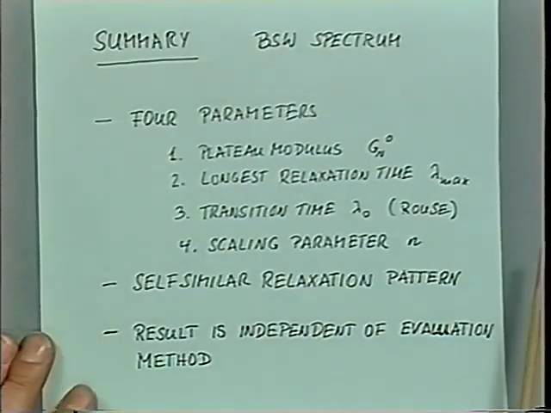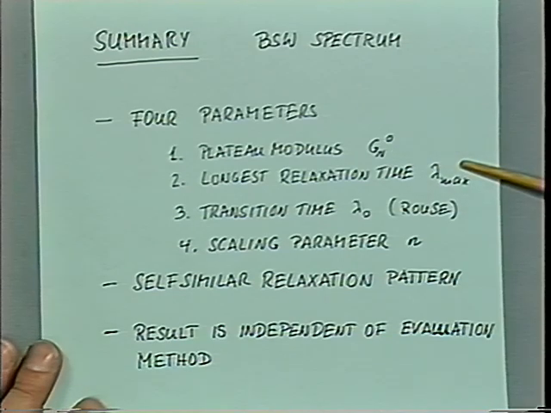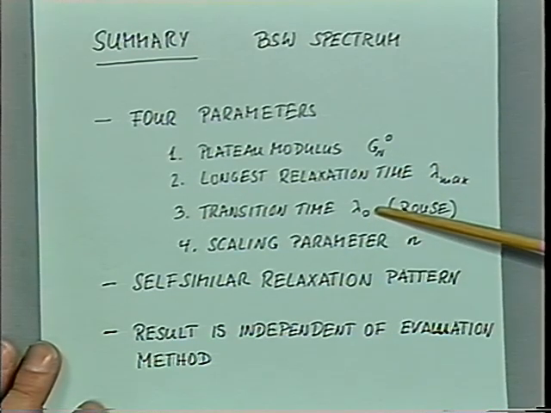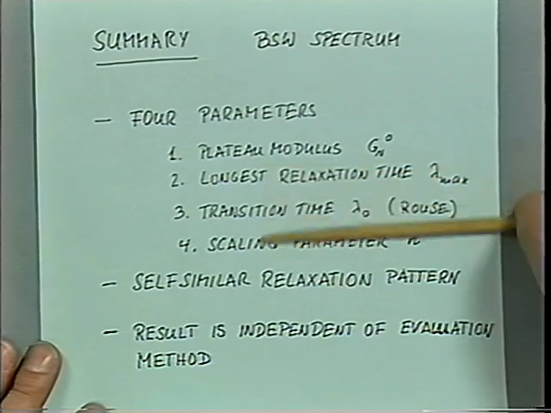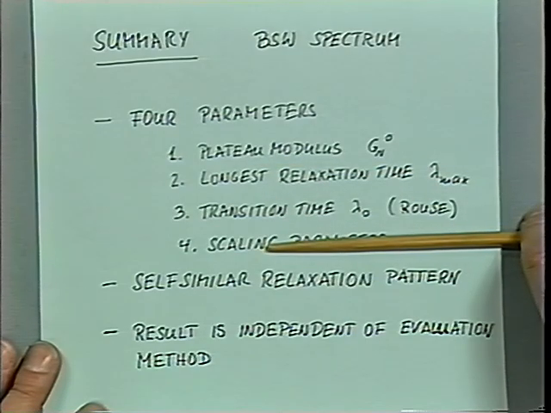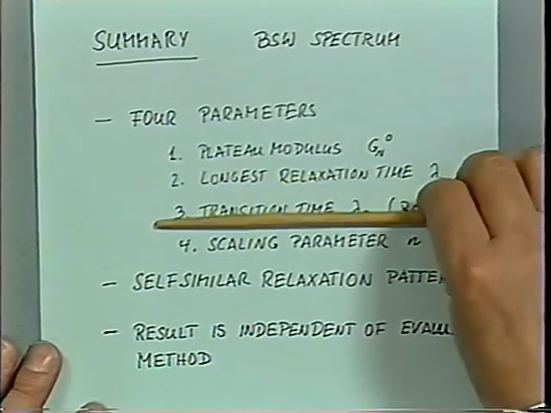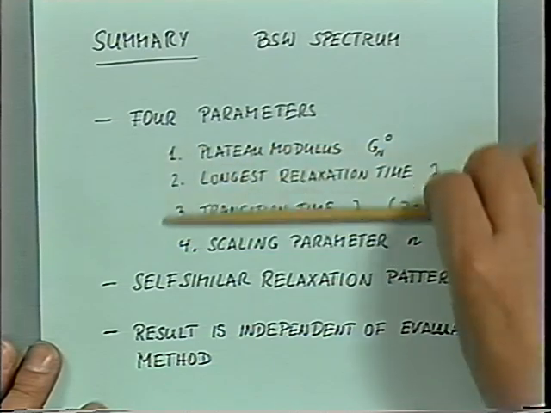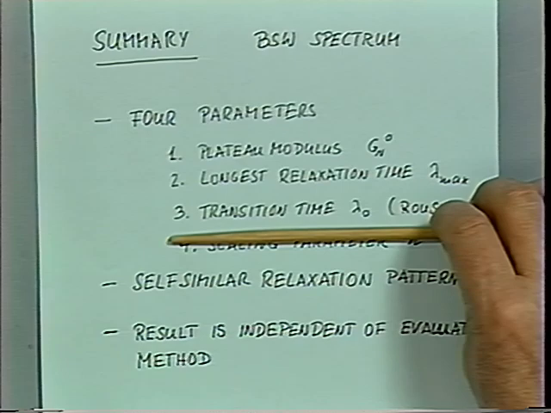So in summary, the BSW spectrum has 4 parameters. It has the plateau modulus. It has the longest relaxation time. Then it has a characteristic time for the transition to the glass. And it has the scaling parameter. None of those parameters are new. They are all given in experimental data. You get the plateau modulus from G prime. You get the cutoffs from G prime and G double prime. You get n from G double prime. So no new parameter is introduced when writing that spectrum. There's no additional fitting parameter. And that's also interesting to note.